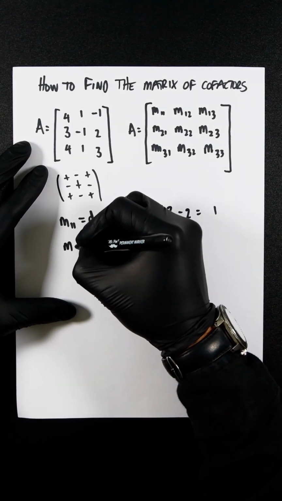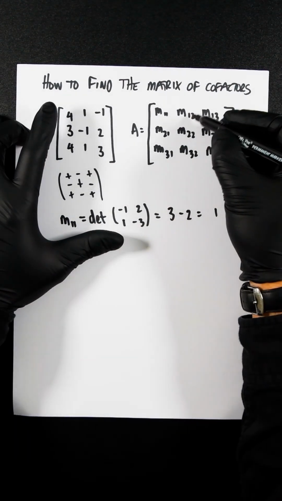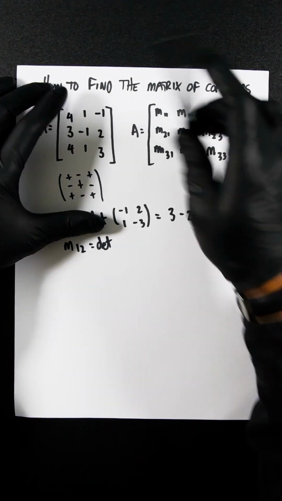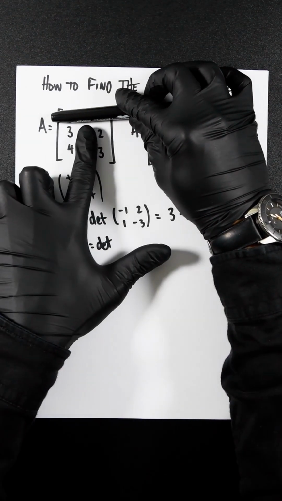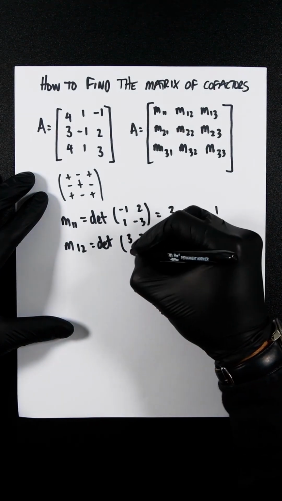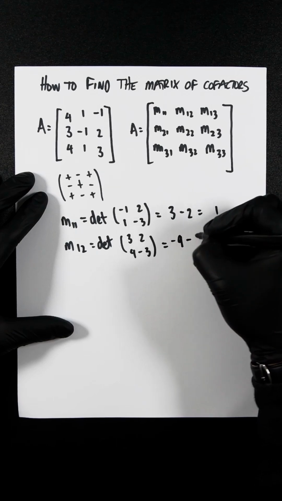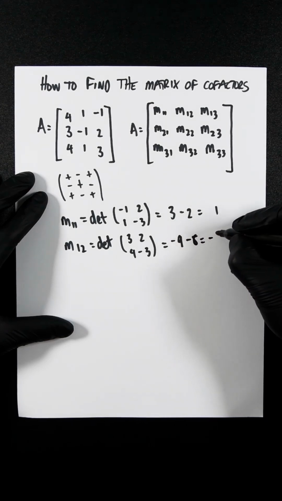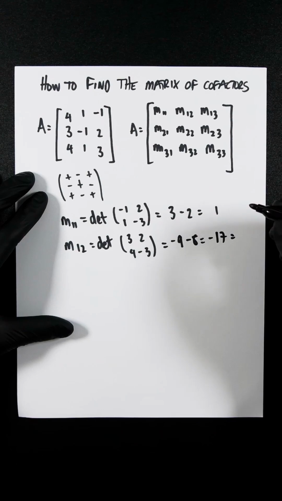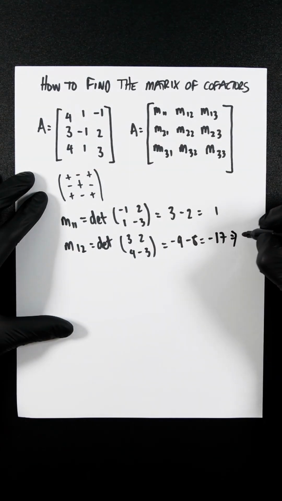And then M12 is going to be the determinant, so that's this one here. So obviously we then put this across and this here. So you're going to get 3, 2, 4, -3. That's going to be -9 minus 8, which is -17. However, this is a negative position, so this -17 would actually go to 17.